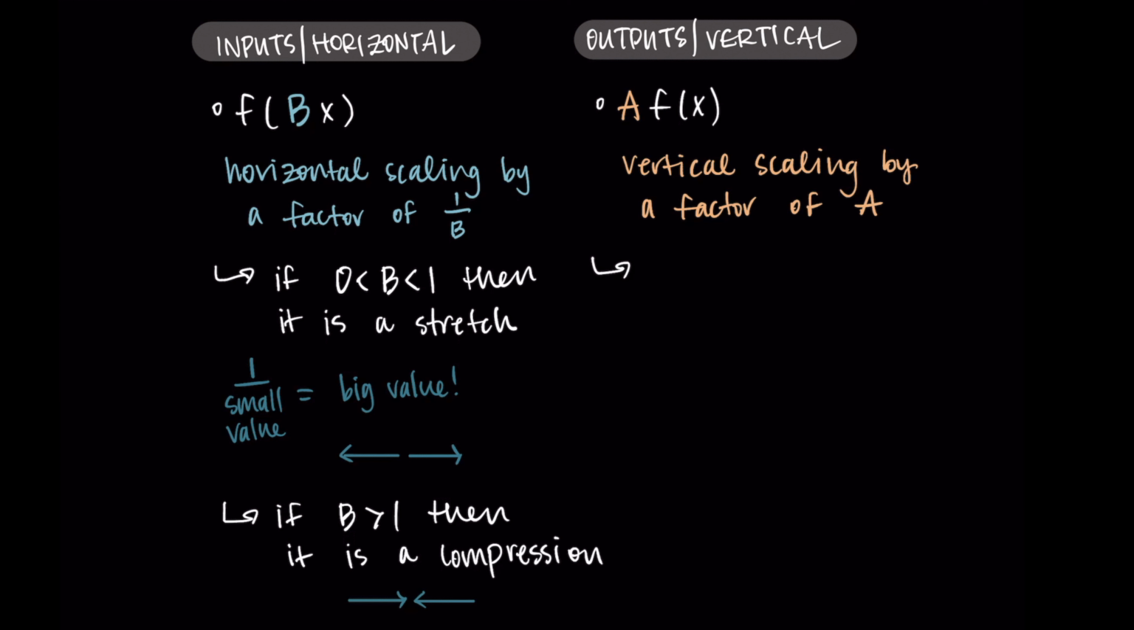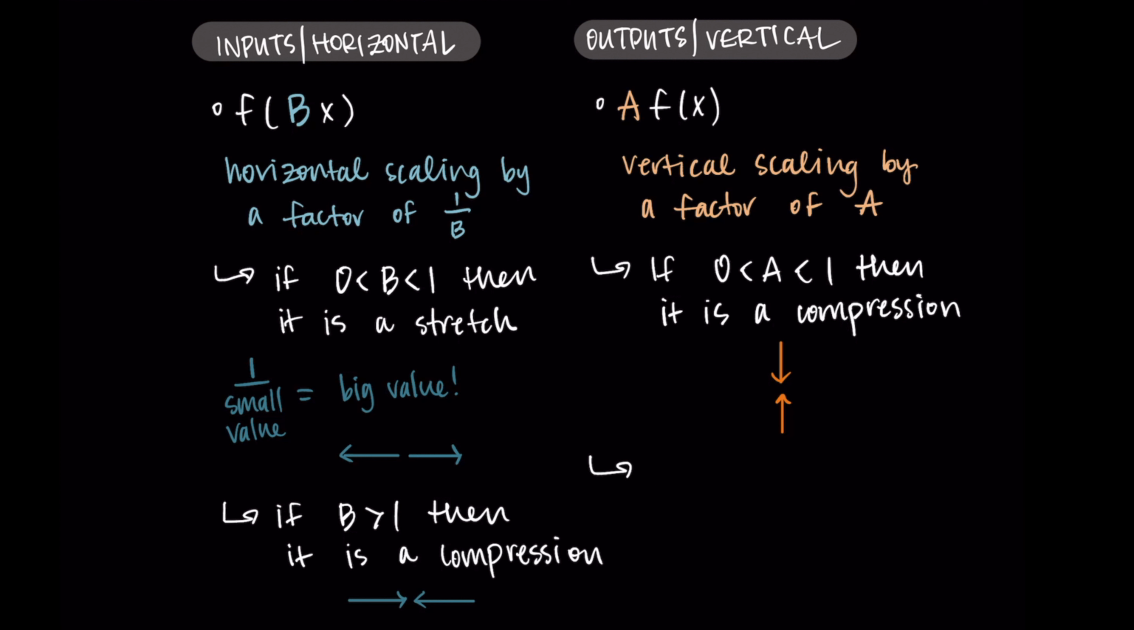Okay, now to the output transformations. So if we have a being between 0 and 1, this is going to be a vertical compression. That's because we're simply scaling by that number between 0 and 1. So if it's something less than 1, we're going to be compressing the graph. Then if a is greater than 1, this is a stretch. So we're stretching it vertically.